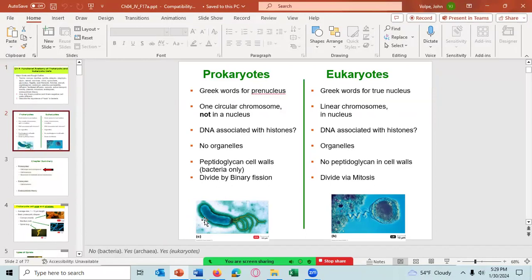When we're talking about prokaryotes and eukaryotes, you should know that the words are Greek. Prokaryote means pre-nucleus. Literally, pro means pre, karyotes means kernel, but by kernel they mean nucleus. And eukaryotes literally translates to true kernel, which we loosely translate as true nucleus. The eukaryotes have a nucleus, the prokaryotes do not. The prokaryotes generally have one circular chromosome.